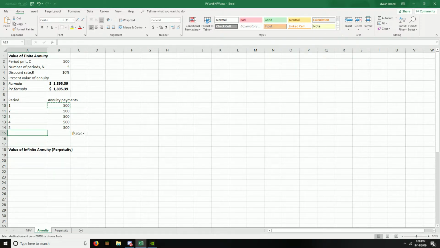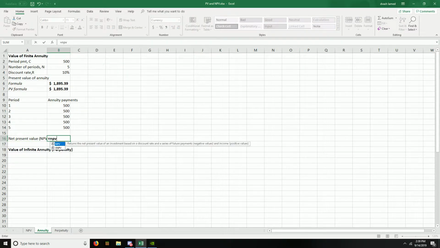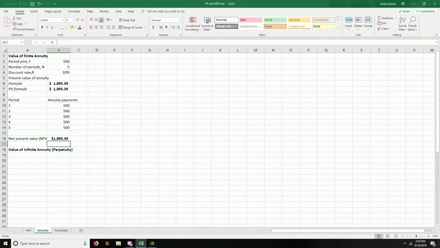And we can use the net present value or NPV to find this. Using the NPV formula, here's our rate and our values. And we again get the same result as we did above. Italicize this. So these here will be our results using the three different methods.